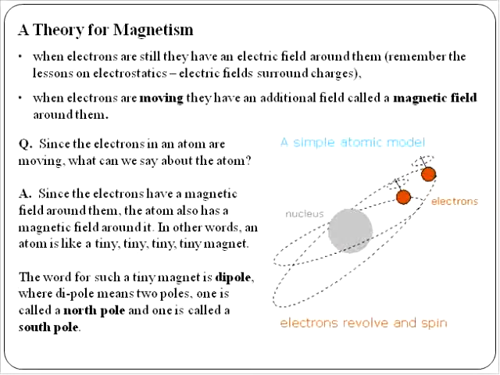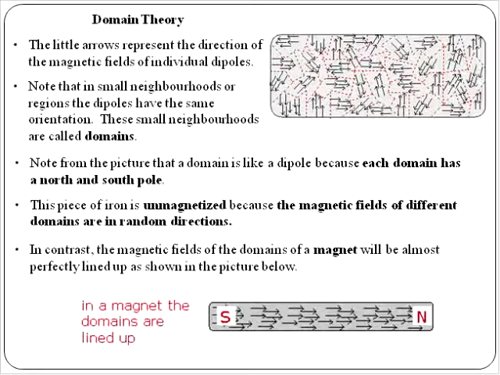So let's take a look at that. The domain theory, all of these little individual arrows that you see here are what we call dipoles. And when dipoles are next to each other, when atoms, in other words, have the same little magnetic field around them, a lot of times they can be pointing in the same direction next to each other. And when a bunch of dipoles point in the same direction like this, you've got all these arrows pointing in the same direction, we call that a domain. A domain is a group of dipoles that have the same orientation, that are next to each other.